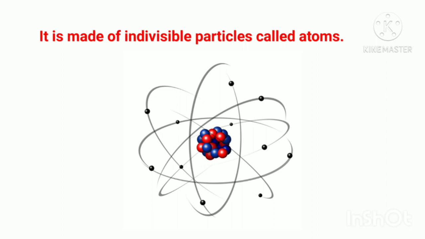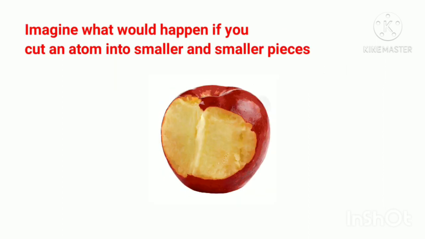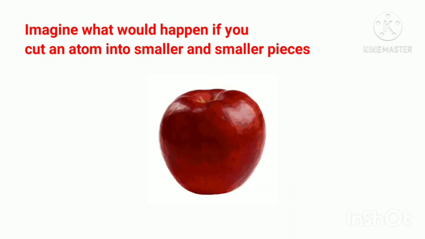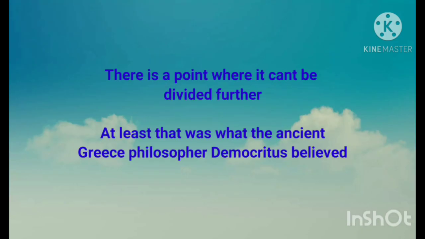Let's understand this sentence with an example. Imagine what would happen if you cut an apple into smaller and smaller pieces. There would be a point where it cannot be divided further. At least, that was what the ancient Greece philosopher Democritus believed.